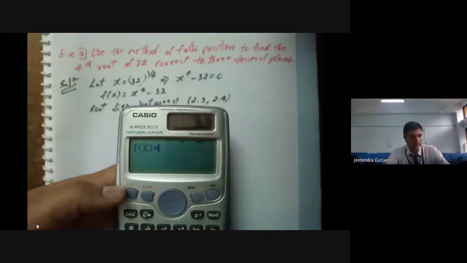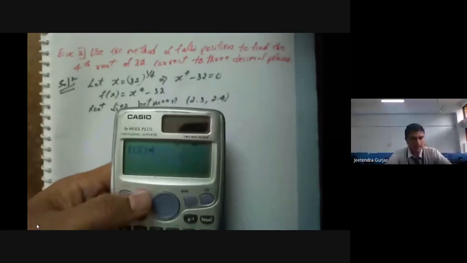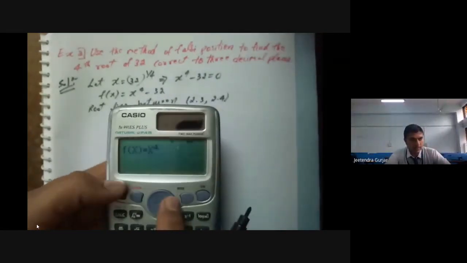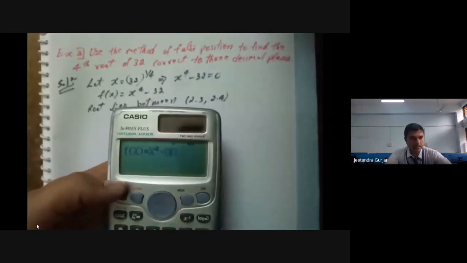Yes, so you'll get the function f of x. Then start. What is f of x? Yes, again alpha. If you press raised to 4, then take here minus 32. Okay, so first this is our equation now. You should get this equation.